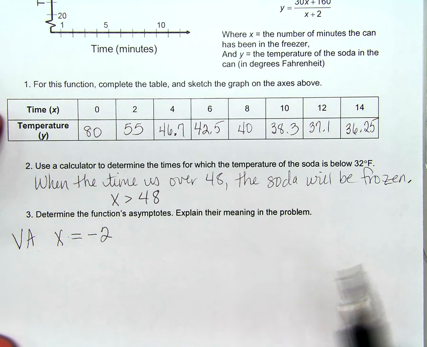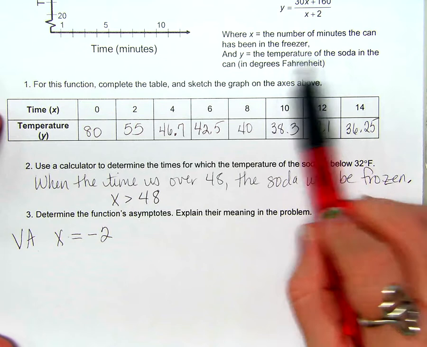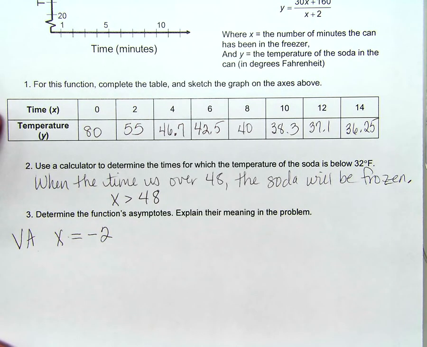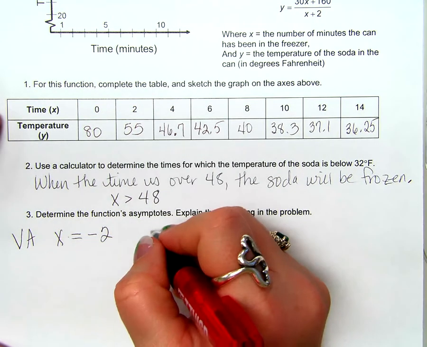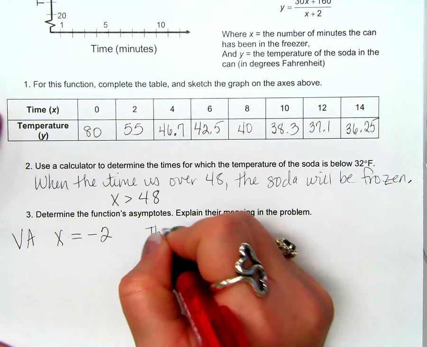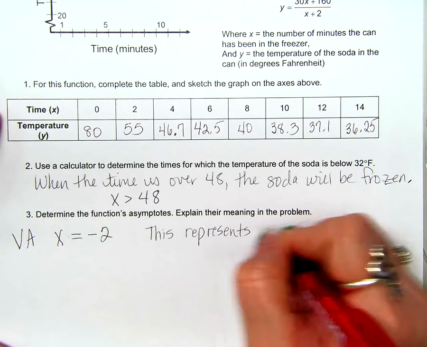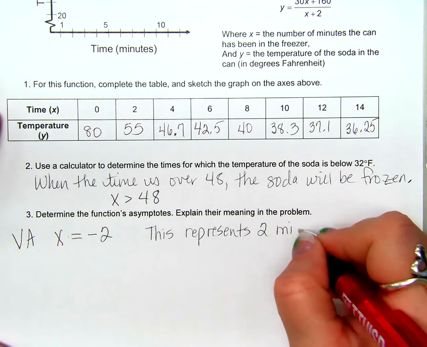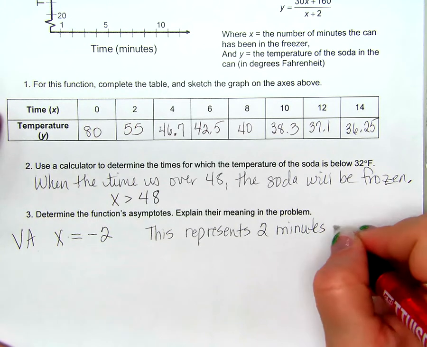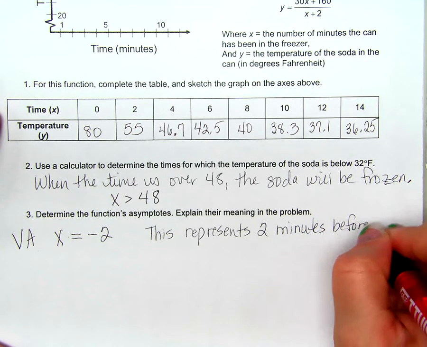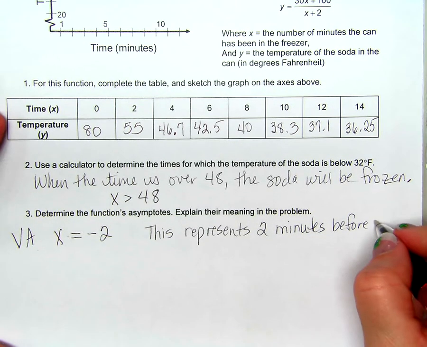Right, but remember x is dealing with the number of minutes. It's the time value, right? Not the temperature so much. So we want to say this represents 2 minutes prior or before we started measuring.